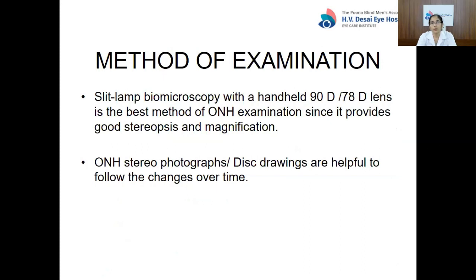Slit lamp biomicroscopy with a 90 diopter or 78 diopter lens is the best method of optic nerve head examination since it provides a good stereopsis and magnification. Disc photographs or drawings are useful to follow the changes over time.